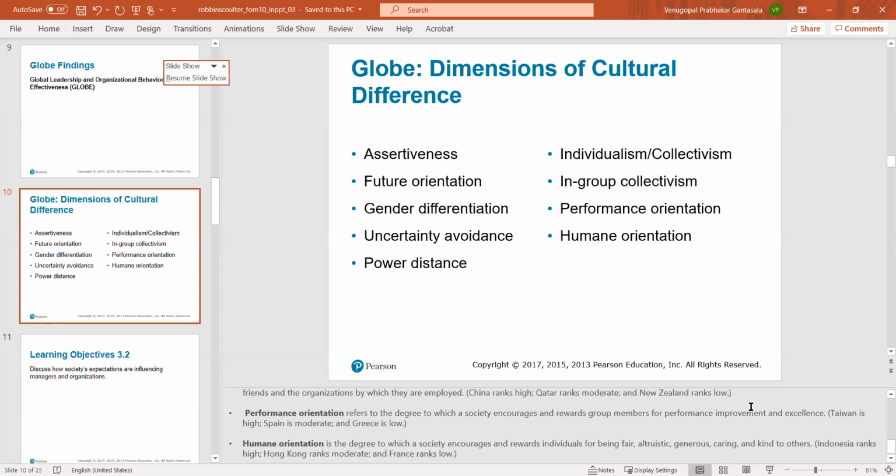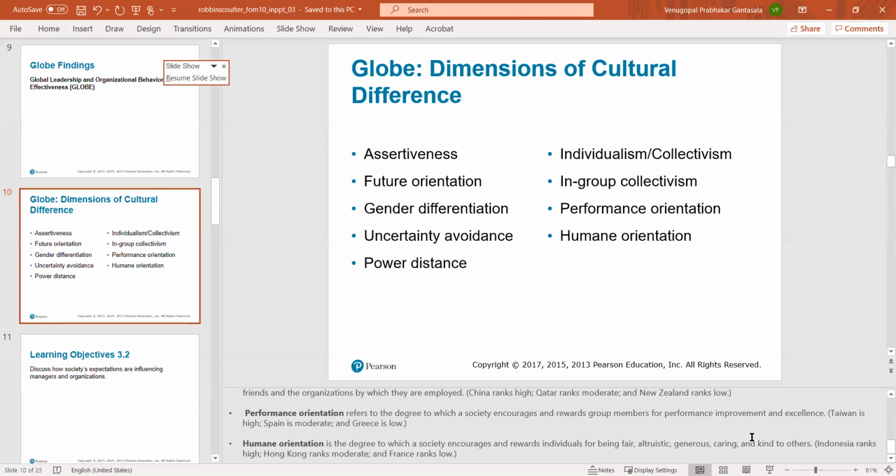And then the last one is humane orientation. How kind you are, how honest you are, how considerate to others, how altruistic you are, how much charity you do, how much care you give for people in the society. That's humane orientation. And he found Indonesia ranks very high, Hong Kong ranks moderate, and France ranks low.